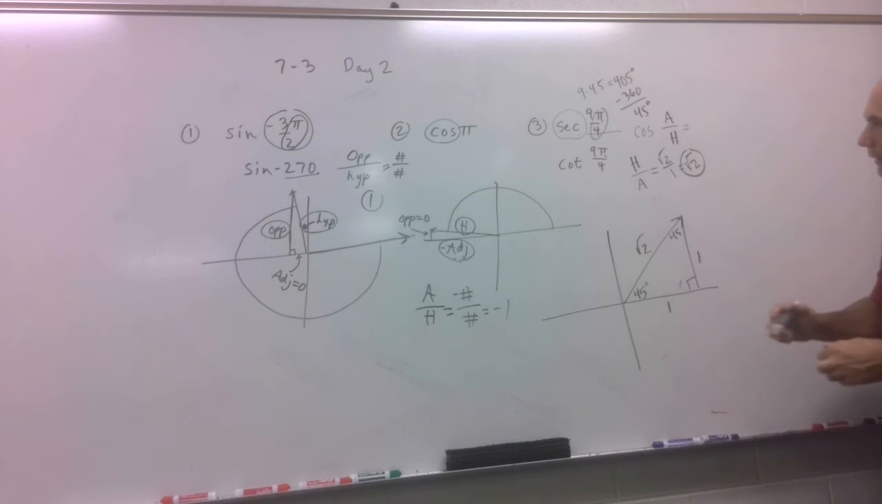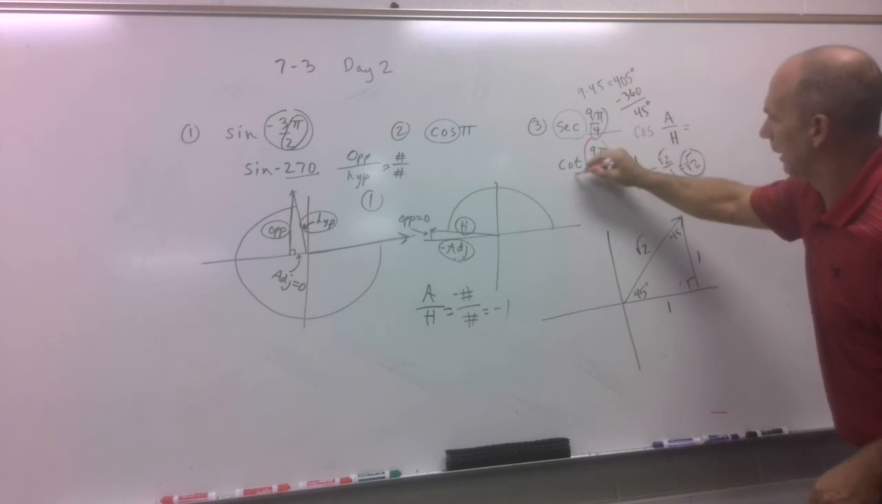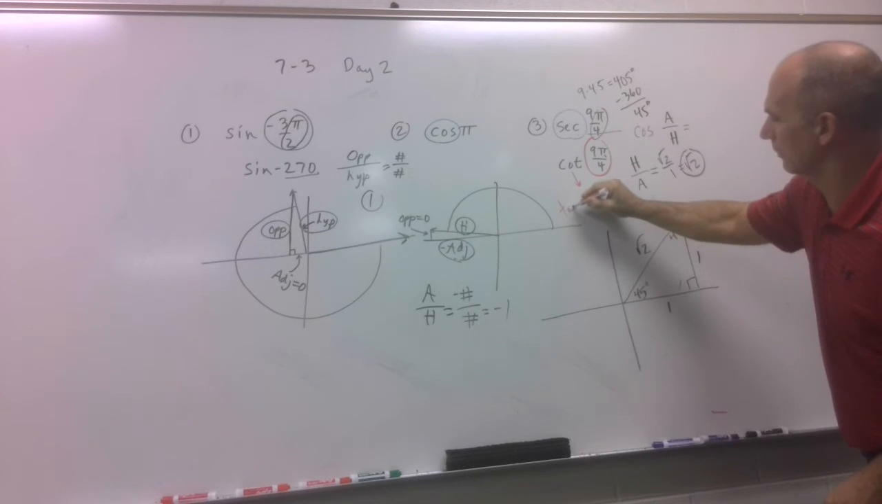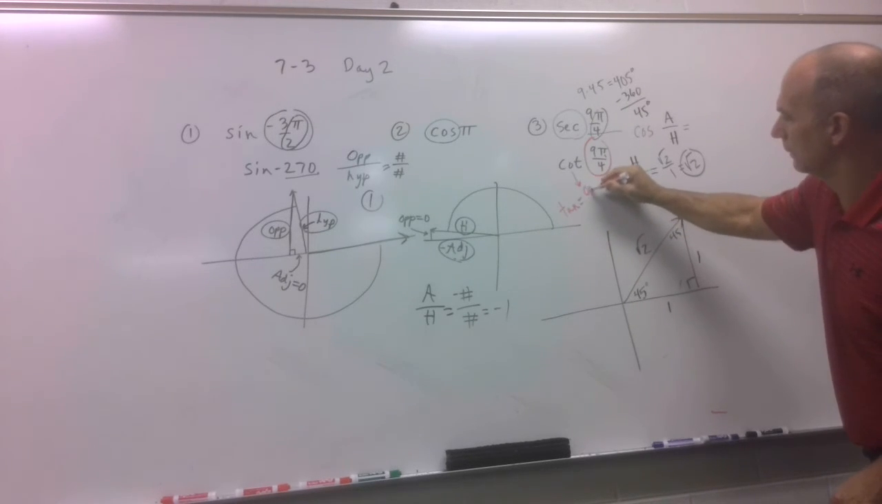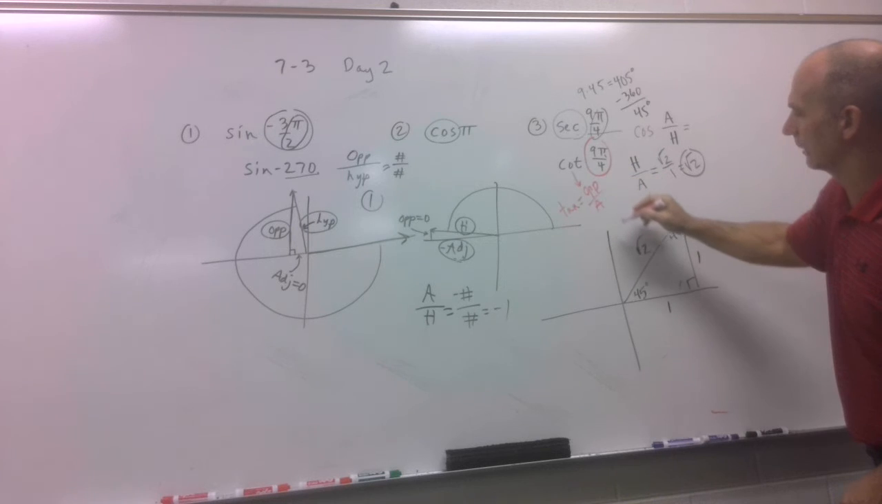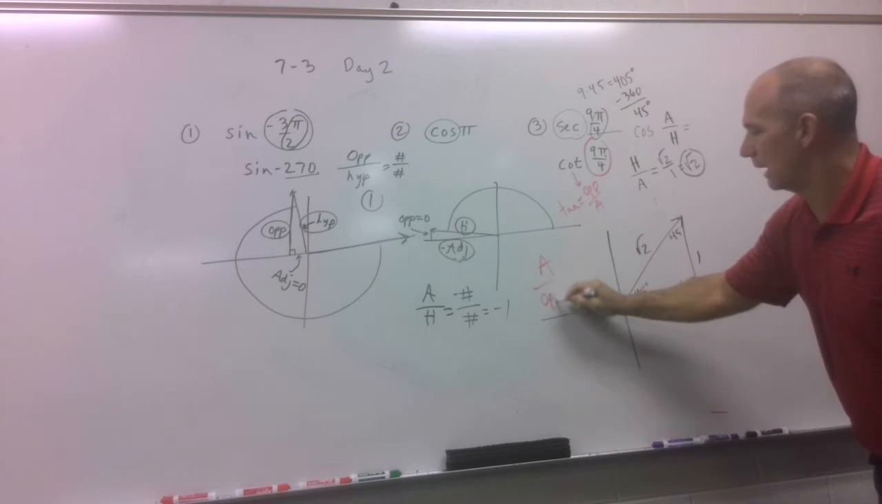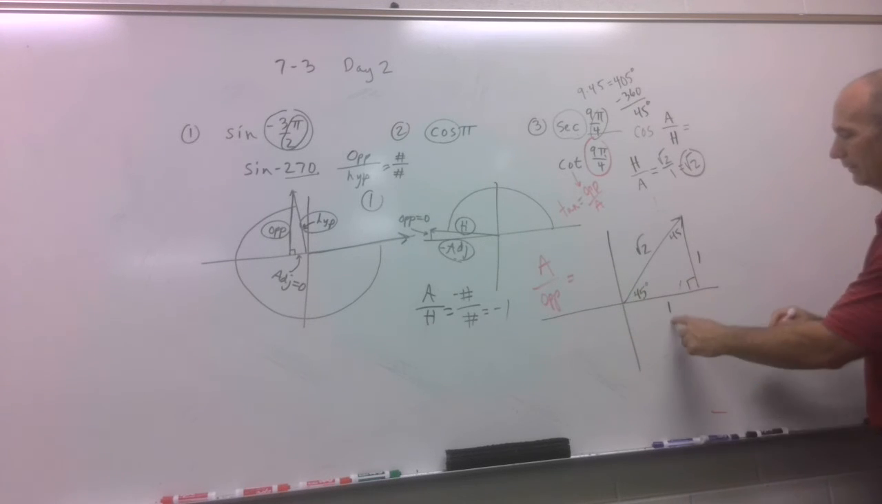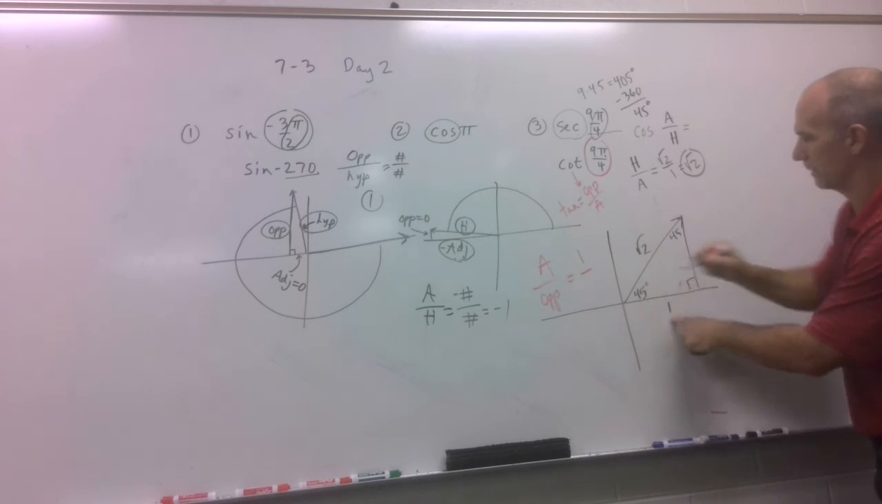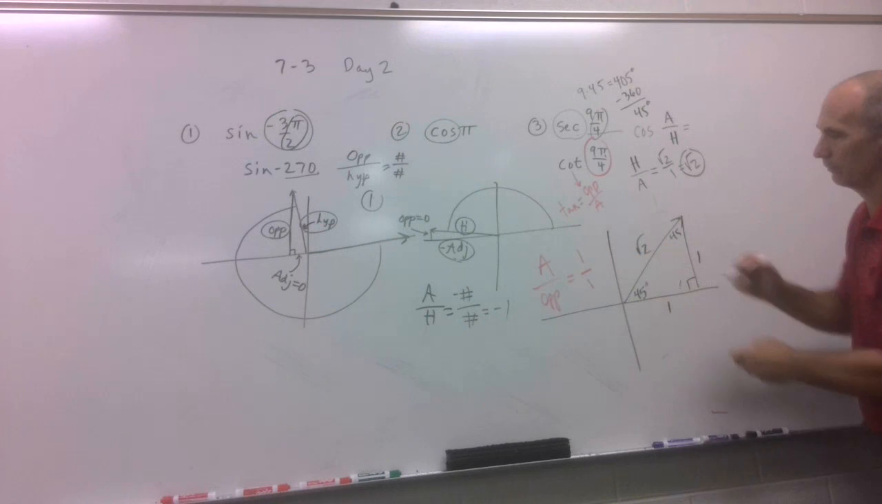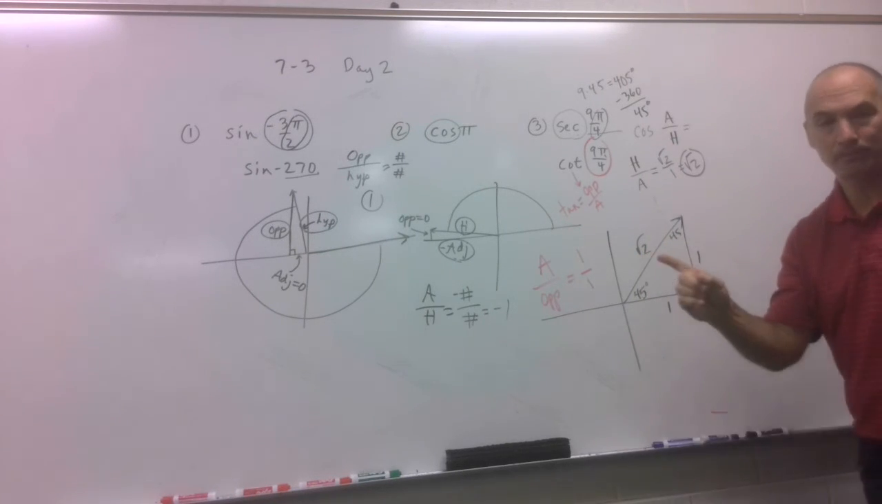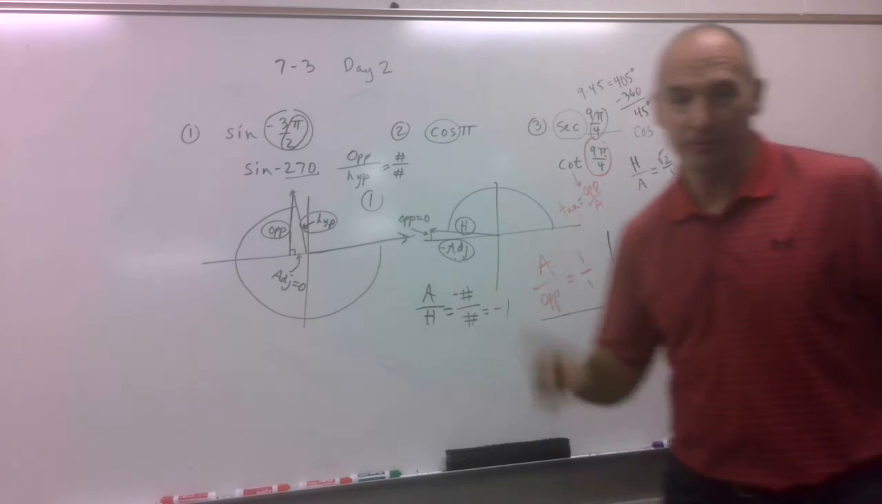Now, what if they asked us to find cotangent? Well, cotangent is TOA, opposite over adjacent. So cotangent must be adjacent over opposite. So let's find it. Adjacent, opposite. So it'd be 1. There you go. There's something to think about.